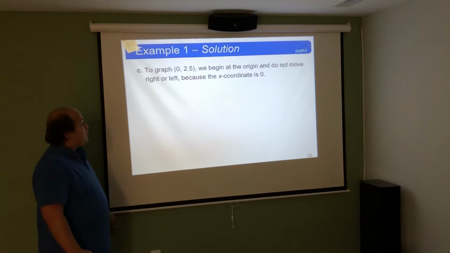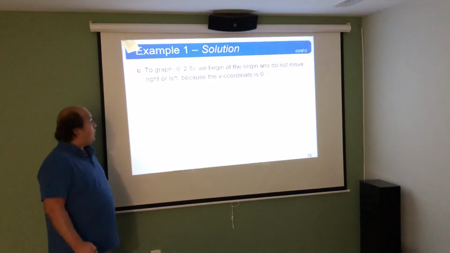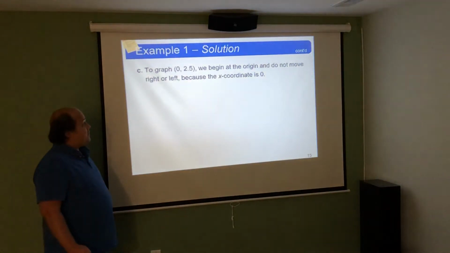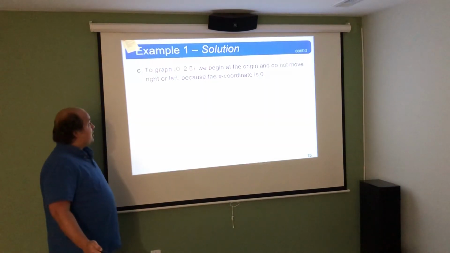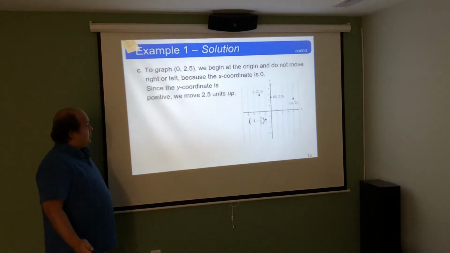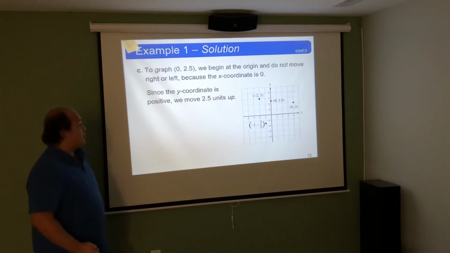To graph 0, 2.5, we begin at the origin. Because 0 is the x-coordinate, we don't have to move at all left or right. And then we move up 2.5. So we move up 2, and then halfway between the 2 and the 3. So here's that movement. We don't move at all left or right because it's 0 as the first coordinate. Then we move up 2.5 to get to the coordinate 0, 2.5.